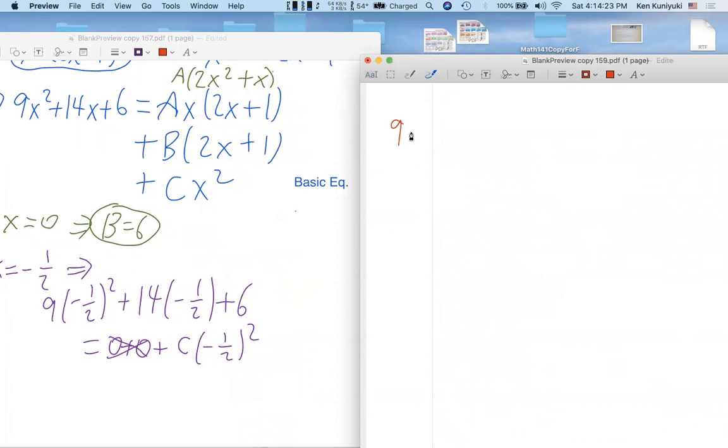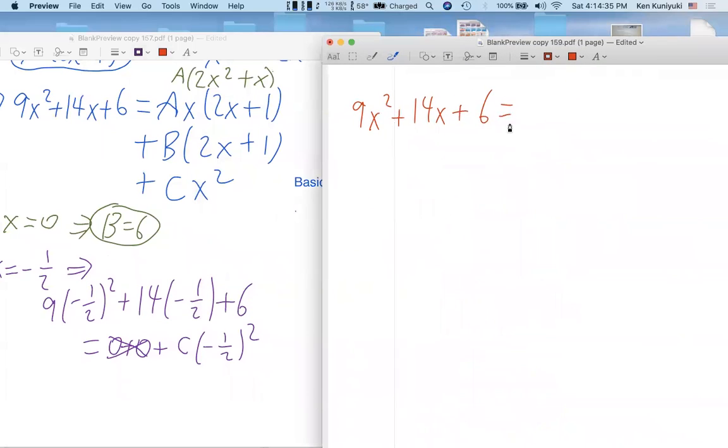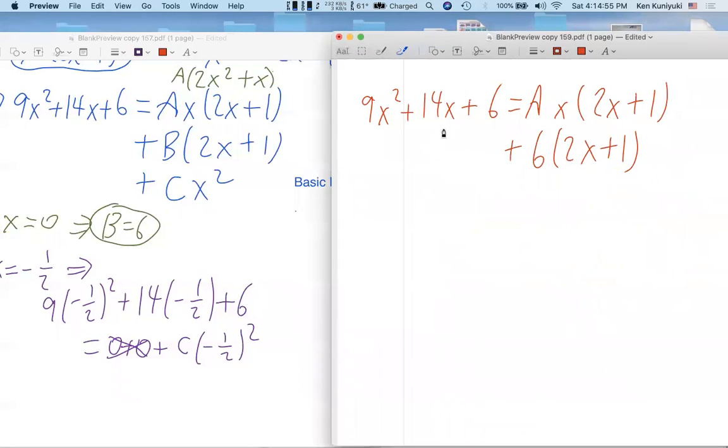So I'll rewrite the basic equation: 9x squared plus 14x plus 6 equals, we found that A we still have to find, right? So A, I'll keep this factored. Although at this point that would have been fine too, but I'm assuming it's in factored form right now. A(2x plus 1) plus we have the 6 now, right? And then (2x plus 1). We know B is 6, and we got C is 5, right? Plus C x squared.